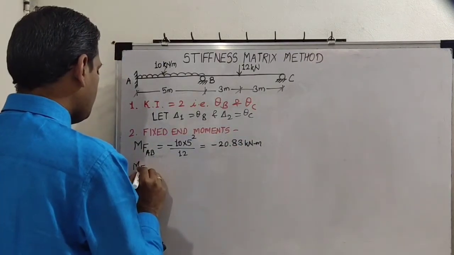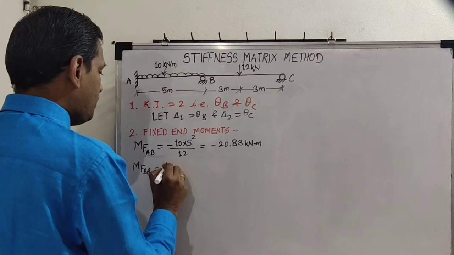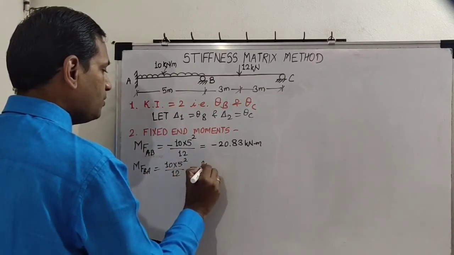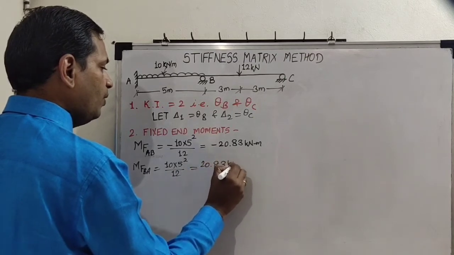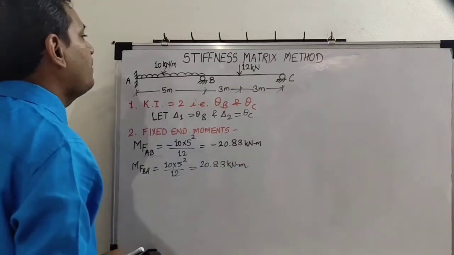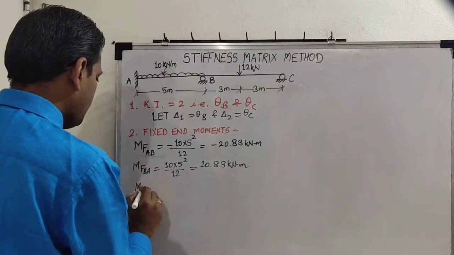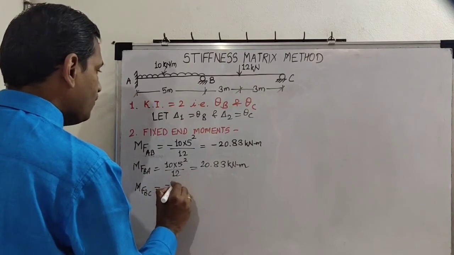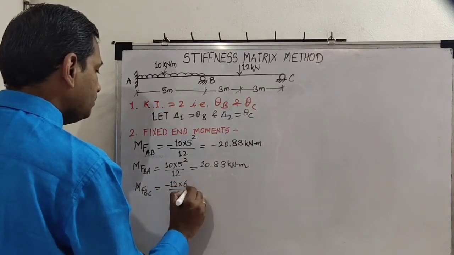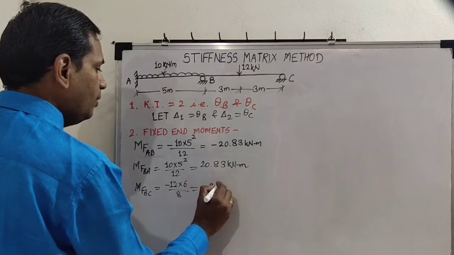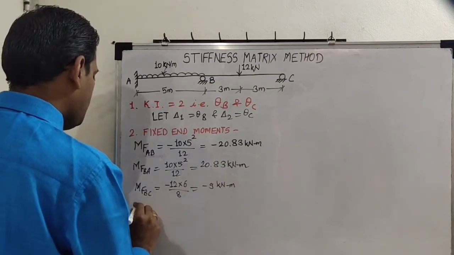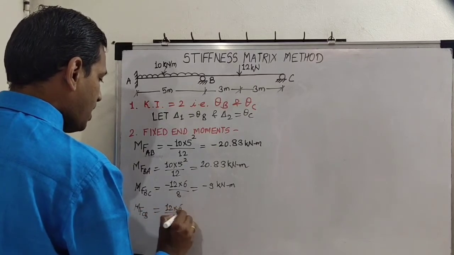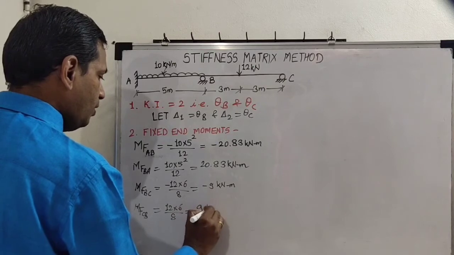Then MFBA is plus 10 into 5 square upon 12. So value is plus 20.83 kilonewton meter. Then second span is MFBC. So it is minus WL by 8. So minus 12 into 6 upon 8. So answer is minus 9 kilonewton meter. And MFCB is plus 12 into 6 by 8. So it is plus 9 kilonewton meter.